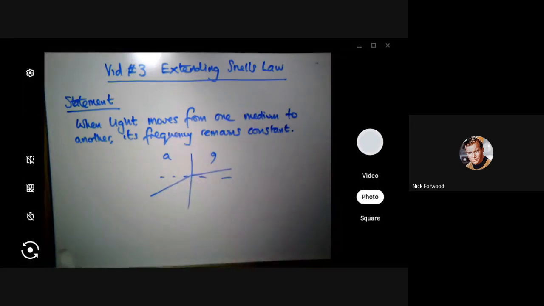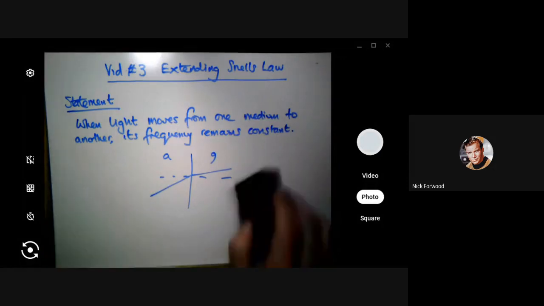What happens is we already know that the velocity changes. In glass it slows down, so we know that the velocity in glass is only 2 times 10 to the power of 8, whereas it's 3 times 10 to the power of 8 in air. What also happens is the wavelength changes as well, but the frequency remains constant.